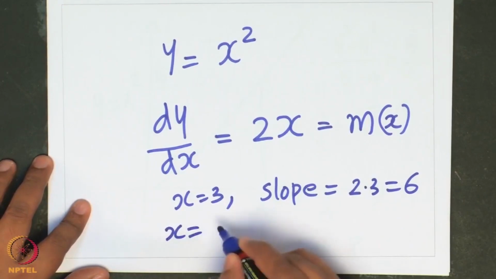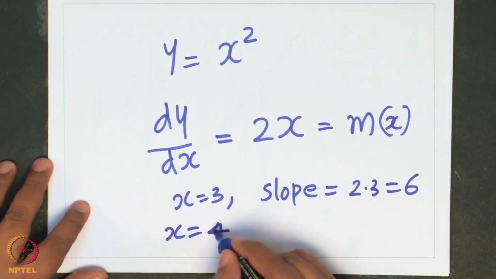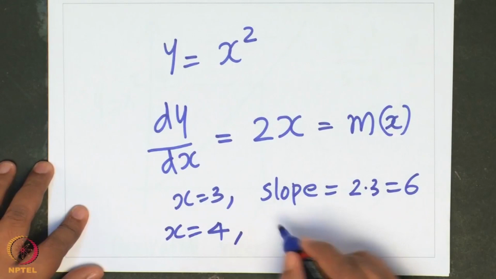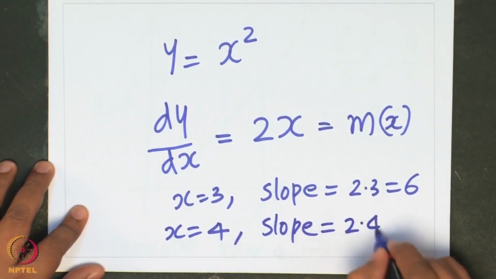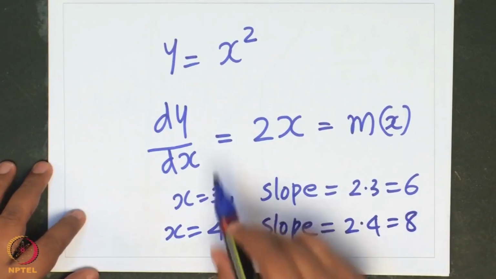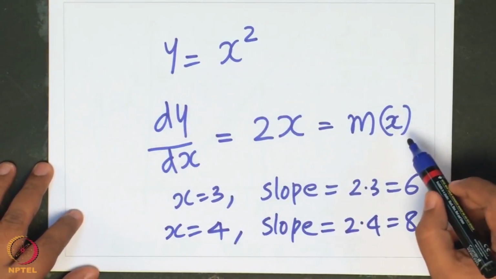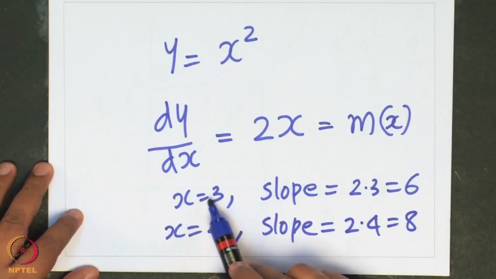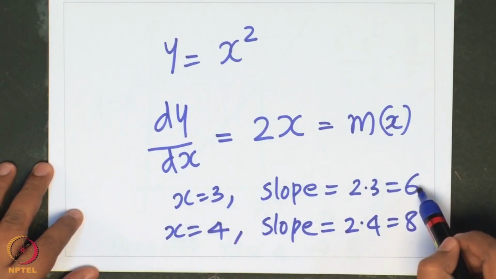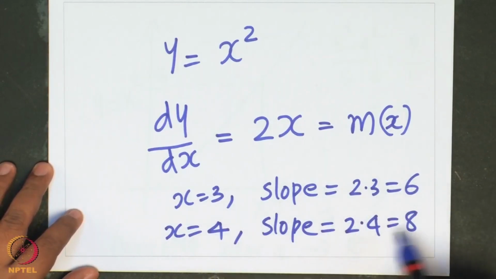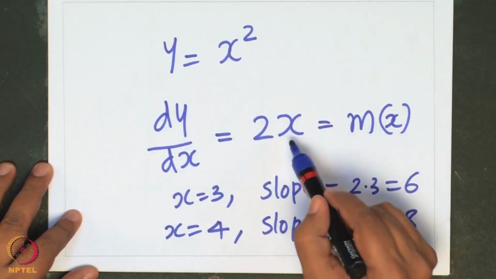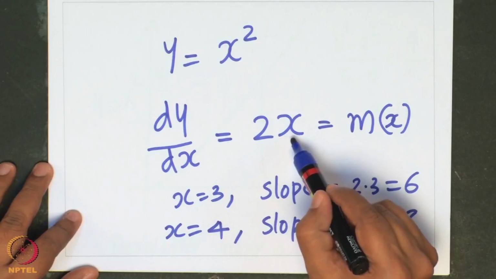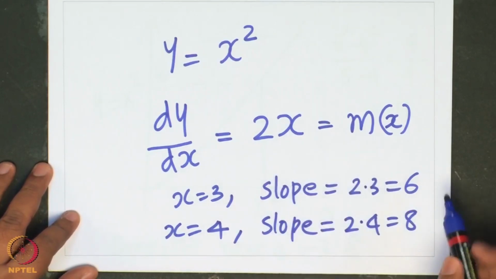If you calculate the slope near x equal to 4, the slope will be 2 times 4, which is 8. So if you take the function y is equal to x square, and calculate the slope near 3, you will get 2x, 2 times 3, 6. If you calculate near 4, 2 times 4, 8. So for any particular value of x, if you calculate the slope, it turns out that the slope is 2x.